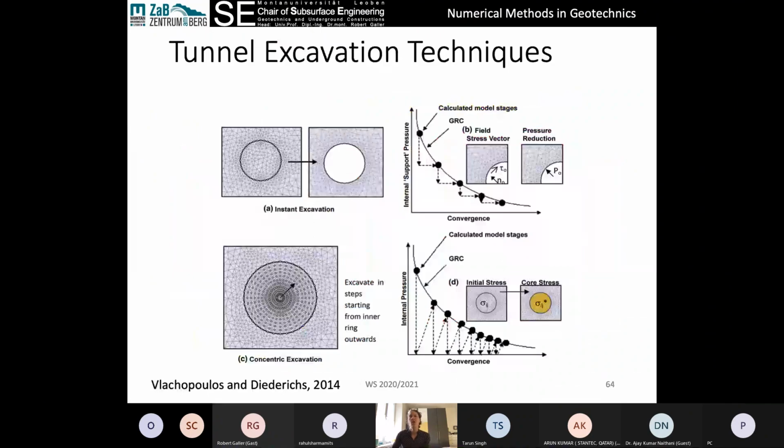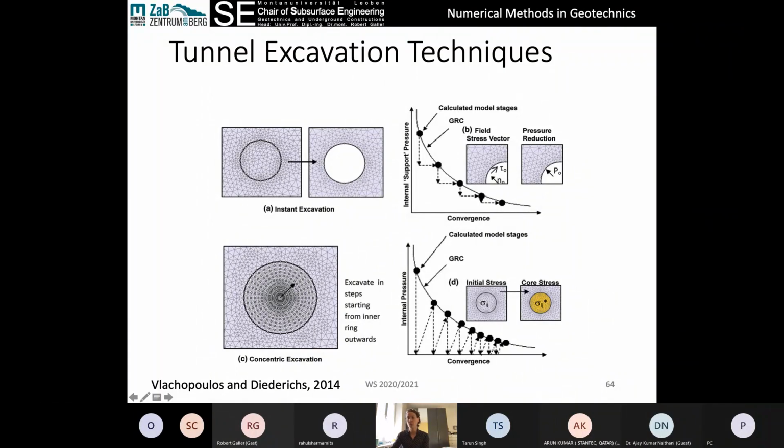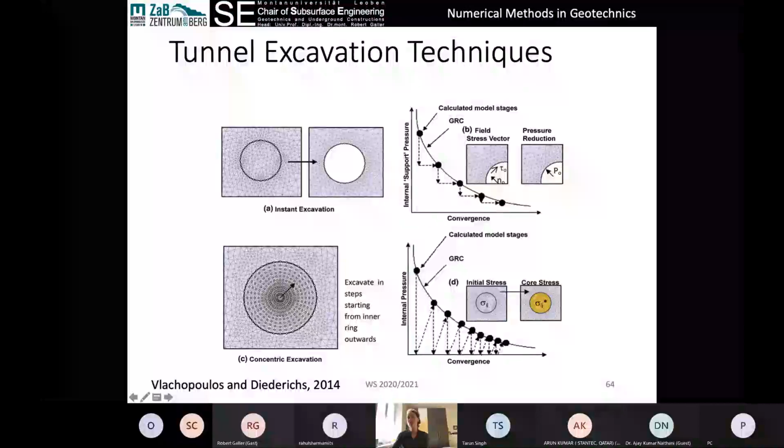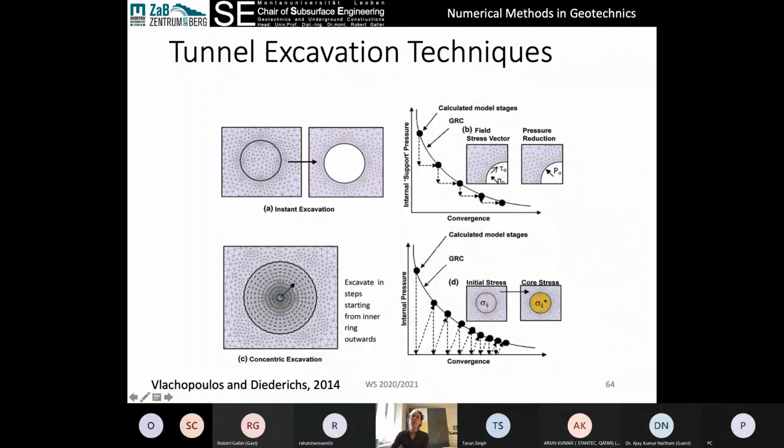So what can we do about that? A different way of visualizing what happens to the material is to think about what's called the ground reaction curve. And so this is a different way of visualizing it. Here, this is called convergence, but we can also call that deformation. Convergence meaning that it's deformation of the material radially into the excavation. And this is the internal support pressure.